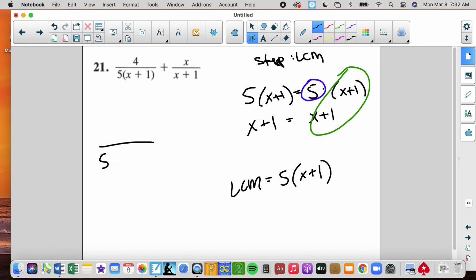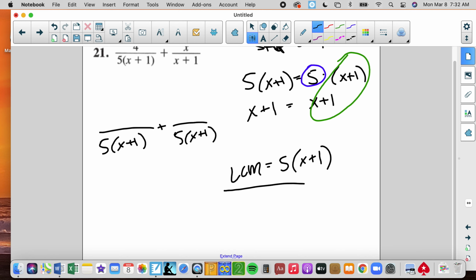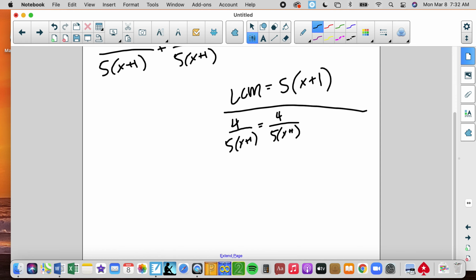So let's put those both as the common denominator. We are not going to distribute the 5 into the x plus 1. We like them as products. We like them factored. So now we want to find equivalent fractions. So 4 over 5 times the quantity x plus 1 equals what over 5 times the quantity x plus 1? Well, it's the same thing, right? So that numerator stays the same. Let's look at my other fraction.